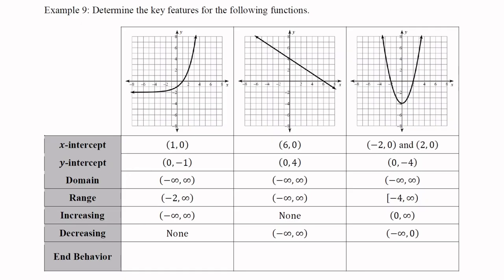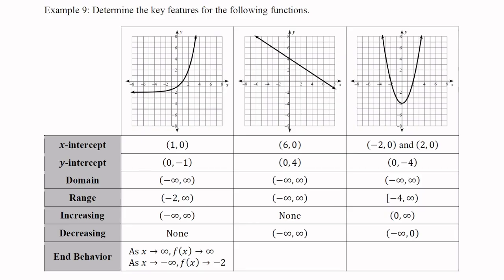For the end behavior, the exponential is increasing. As we approach infinity, we're going to infinity in the y, or the f of x, so as x goes to infinity on the right, f of x goes up to infinity. As x goes to negative infinity, we're approaching the asymptote, so f of x approaches negative 2.